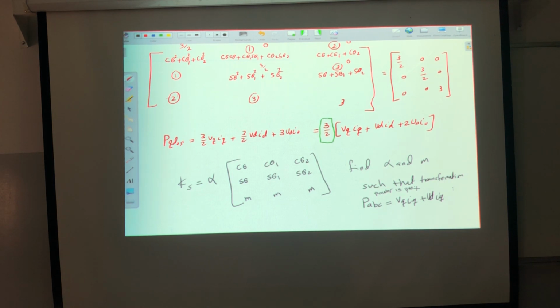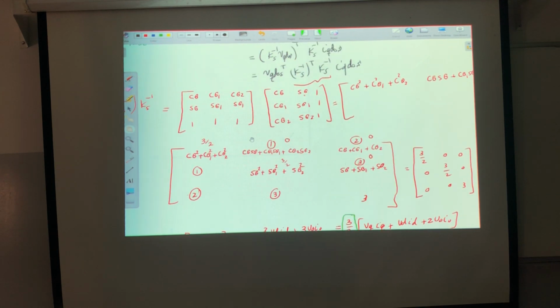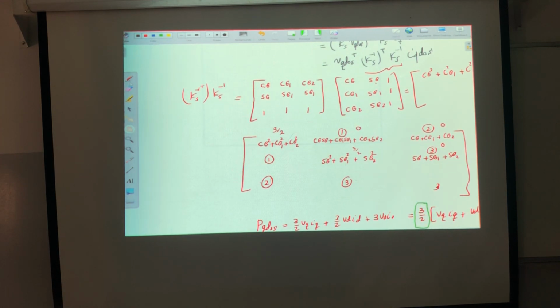So simply here, you need to say that Ks inverse is equal to Ks transpose. If I do that, then if I return back here, this is what I evaluate, correct? Yes? If Ks transpose is equal to Ks inverse, this will equal to what? Identity. If this equals the identity, then in the end of the day, the power in the QD0 will be VQIQ plus VDID plus V0I0.